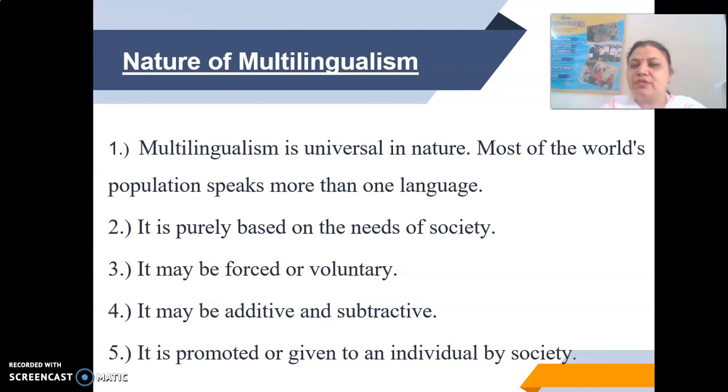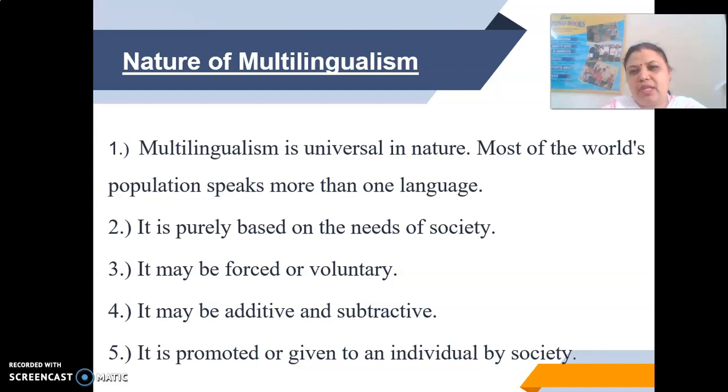But sometimes it is forced, if we are working somewhere, or maybe people got transferred from one place to another, where people speak a different language which is not our native language or mother tongue. To establish a relationship with them or to communicate with them, we learn the language of that particular place where we got transferred. It may be additive and subtractive.